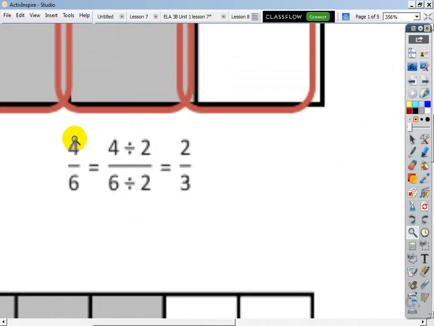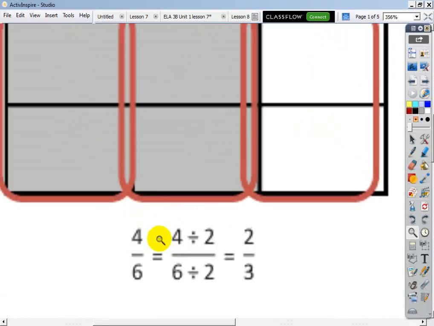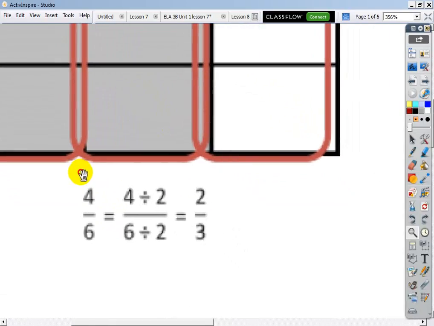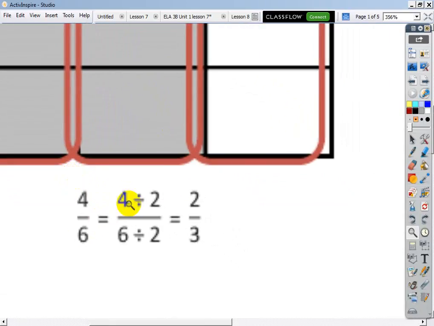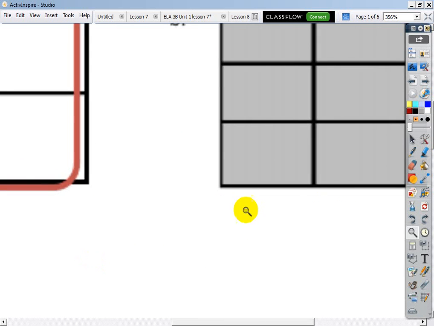4 and 6. Now they can both be divided by 2. Is there another number that could divide 4 and 6? No. The only one is they're both even. 2 can divide them. And that's what's going to put this back into its bigger pieces up here. 4 and 6 divided by 2 gives 2/3. Pretty simple. Let's look at this next one.